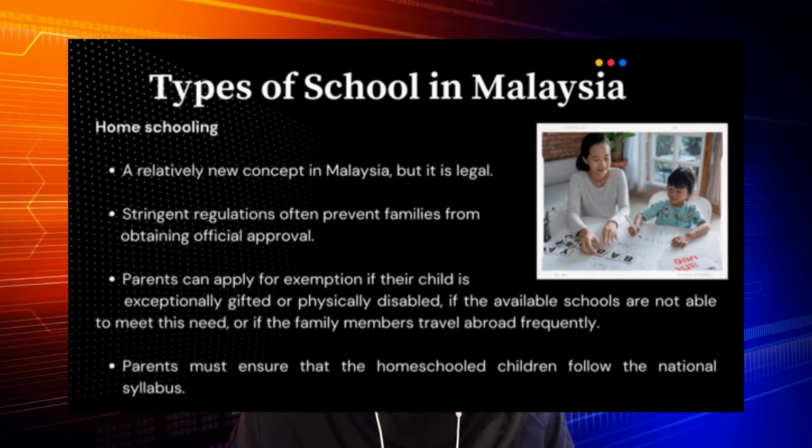The final type of school available in Malaysia is homeschooling. Homeschooling is a relatively new concept in Malaysia, but it is legal. Although the Education Amendment Act 2002 has made it mandatory for parents to enroll their children in a primary school for 6 years, the Ministry of Education has the discretion to exempt any student from this compulsory education.